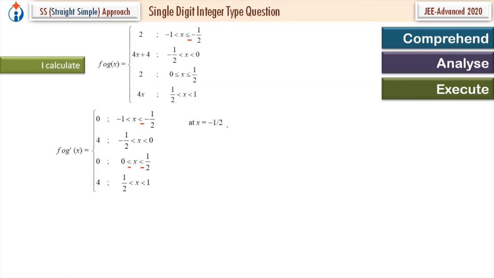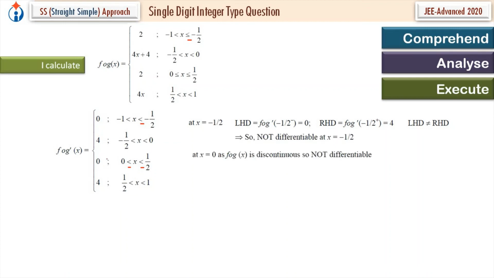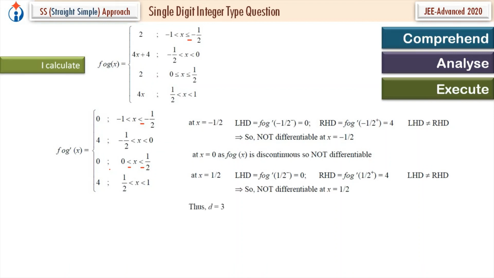At x equal to minus half, LHD is 0, RHD is 4, not equal, so not differentiable. At x equal to 0, the function is discontinuous, so we don't need to check differentiability, it is not differentiable. And at x equal to half, left hand derivative is 0, right hand derivative is 4, so not differentiable. So the value of d is 3. Thus the value of c plus d is equal to 4.